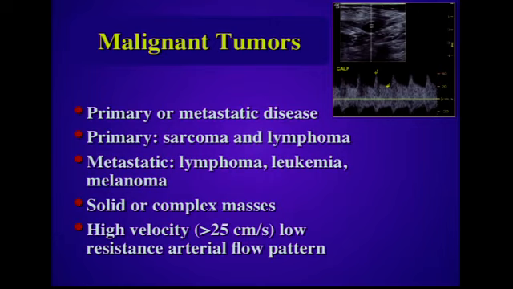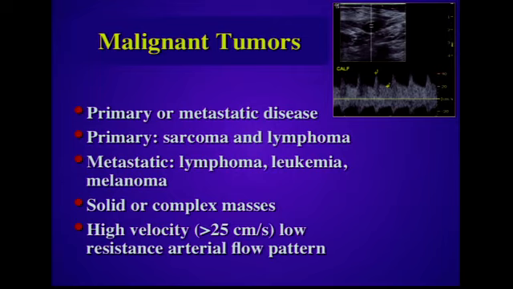Malignant tumors may be related to primary or metastatic disease. The more common primary neoplasms that we may see would include sarcoma and lymphoma. Metastatic disease, one should think about lymphoma, leukemia, or melanoma. These are typically solid but may be complex. And if we turn on color Doppler, we can see internal vascularity.